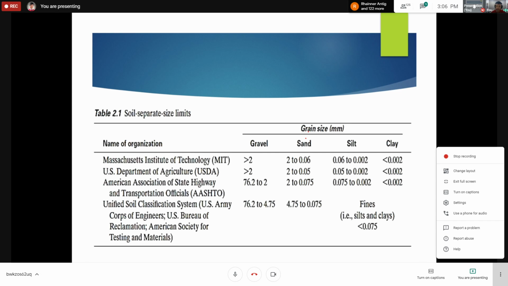Now there are four different organizations whose standards we use to classify our grain size or particle size. We have the MIT, the USDA, the AASHTO, and the USCS. Usually in textural classification, we use the USDA textural classification.